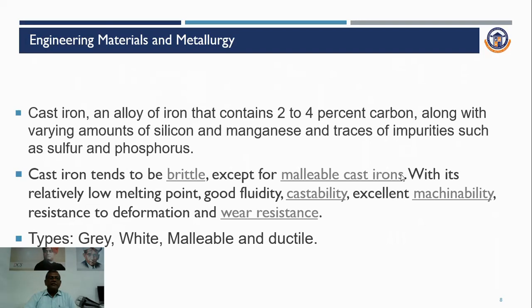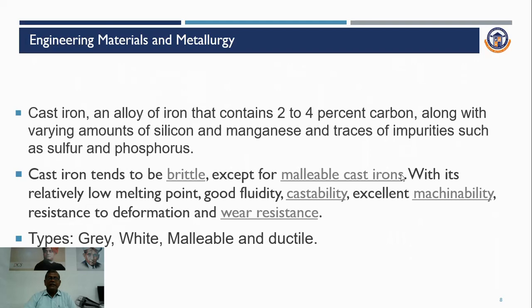So cast iron is basically an alloy that contains 2 to 4% carbon along with varying amounts of silicon, approximately 1%, and manganese and traces of impurities such as sulfur and phosphorus. These are minimum quantities, probably less than 1%. In general, cast iron is a brittle material, except for malleable cast iron.